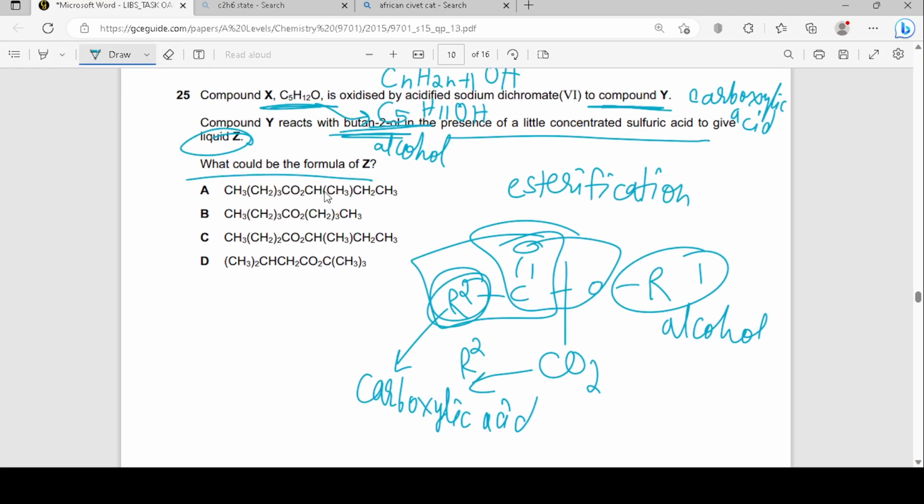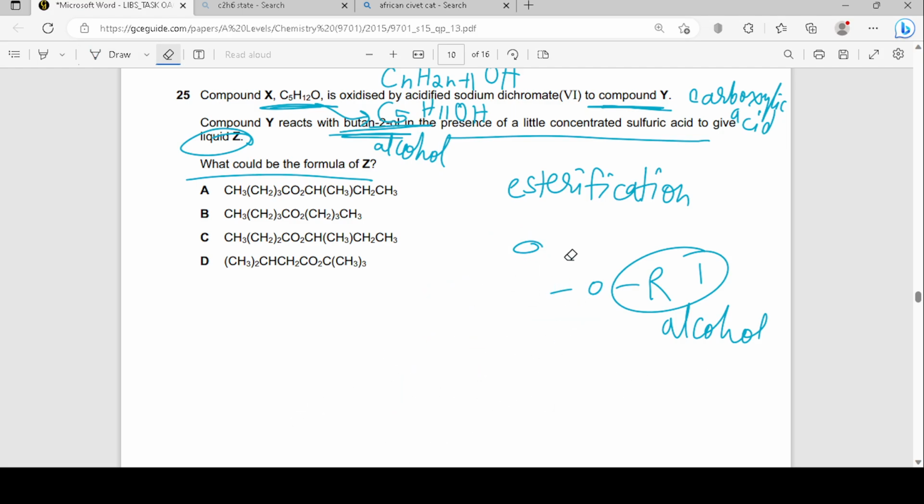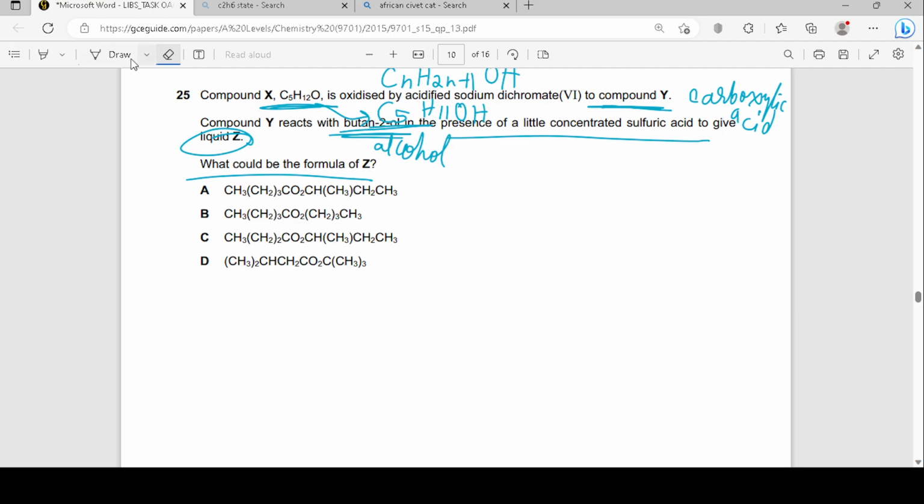Okay, so let me look here. 1, 2, 3, 4. So that's 4 carbon atoms. 1, 2, 3, 4. 1, 2, 3, 4. Okay, so all of them have four carbon atoms on the right side, but let me check which one gives me butan-2-ol. Okay, so I will look at option A first. Let me just draw it out.